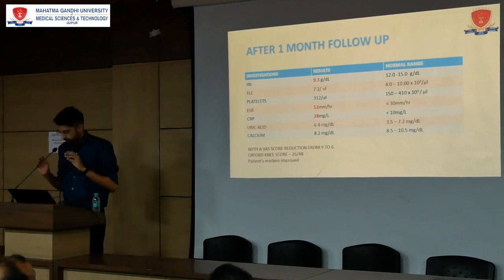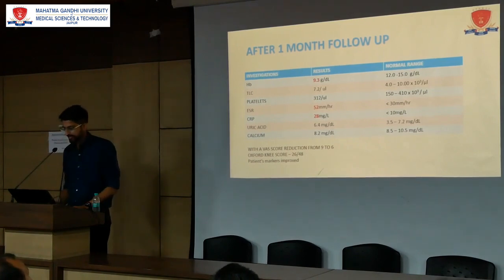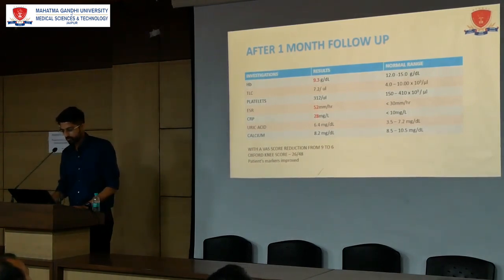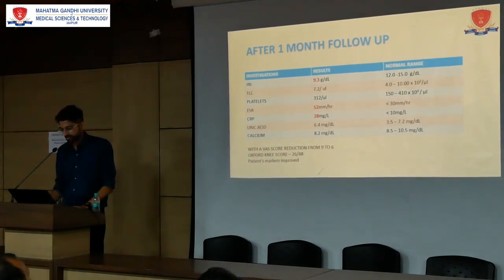After that, the patient was called up on follow-up. So after 1 month of medical management, we have the patient back with us with a hemoglobin level of 9.3, and ESR and CRP also significantly reduced, with values of 52 and 28 respectively. With a VAS score reduction from 9 to 6 and an Oxford knee score of 26/48, and the patient's markers improved significantly, we decided to operate on the patient and manage her surgically.